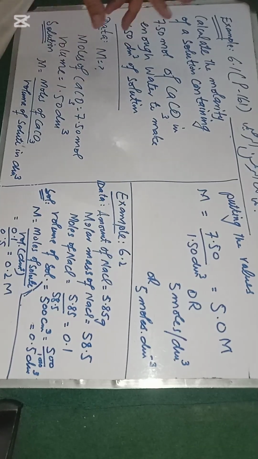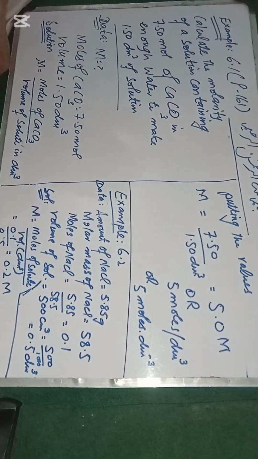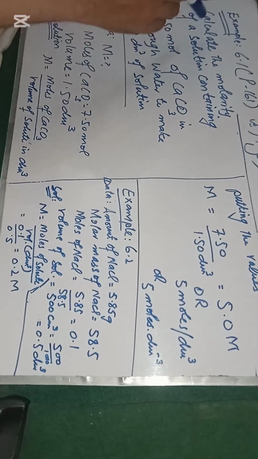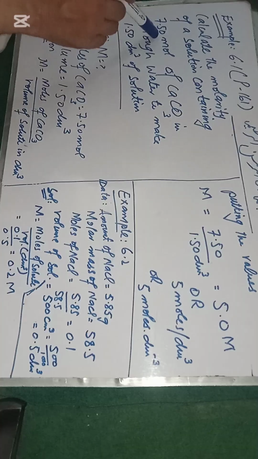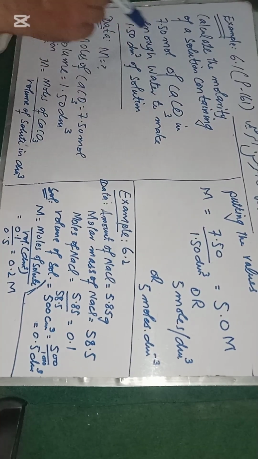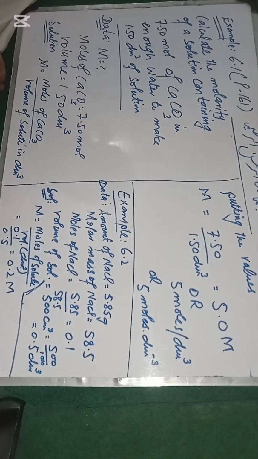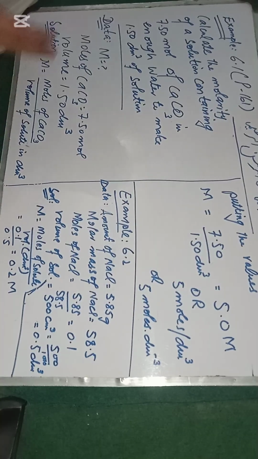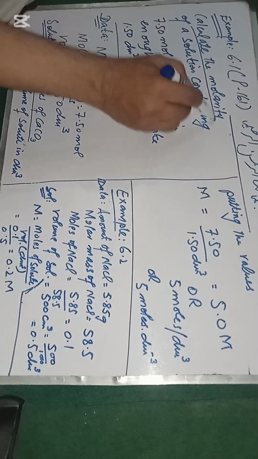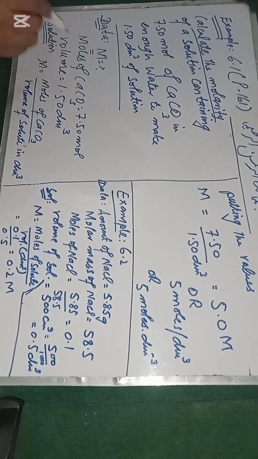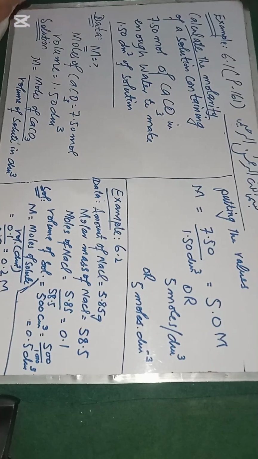I'm going now to solve example 6.1 on page 161, where it says: calculate the molarity of a solution containing 7.5 moles of calcium carbonate in enough water to make 1.50 dm cube of solution. So it's so simple. What is demanded? Calculate the molarity. So I have simply written M.